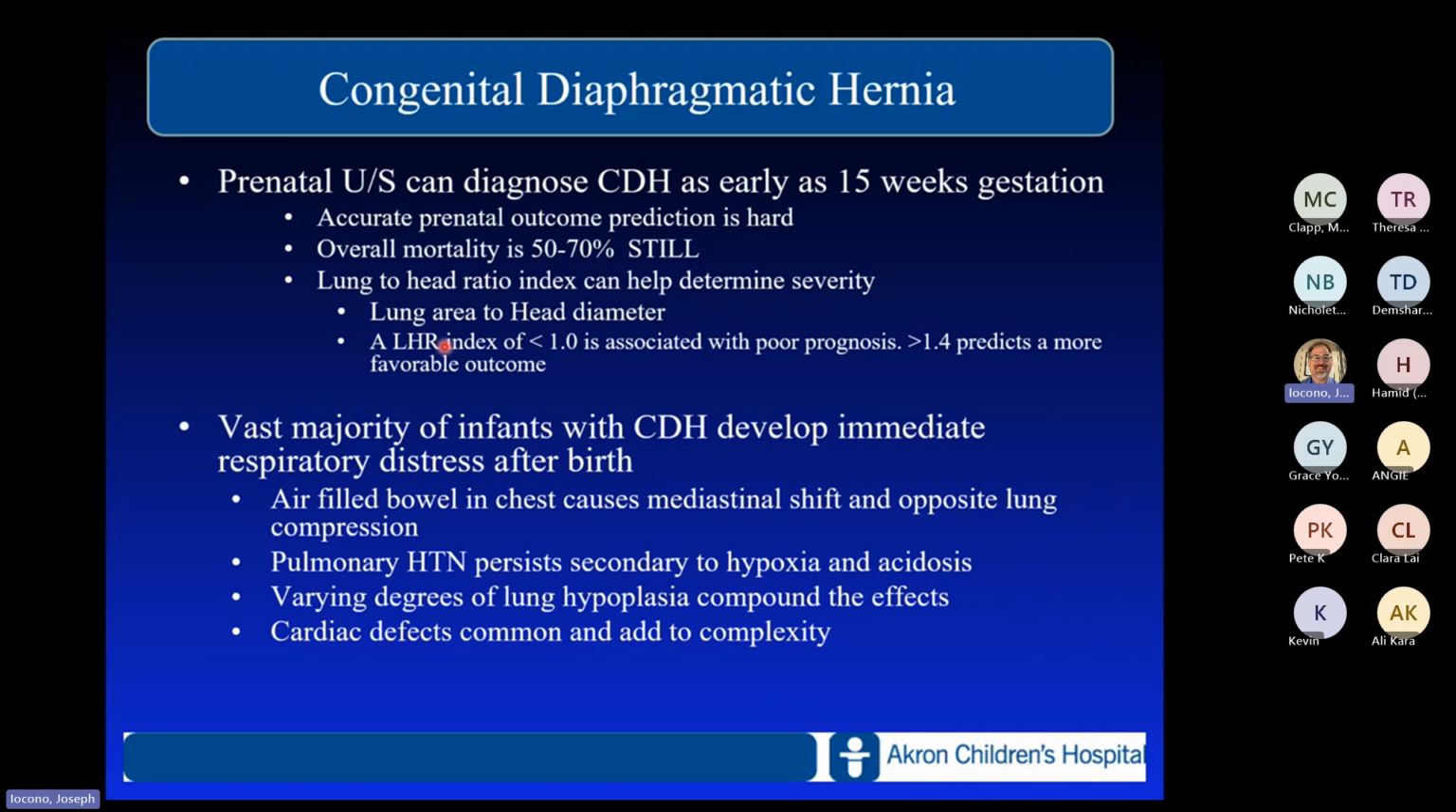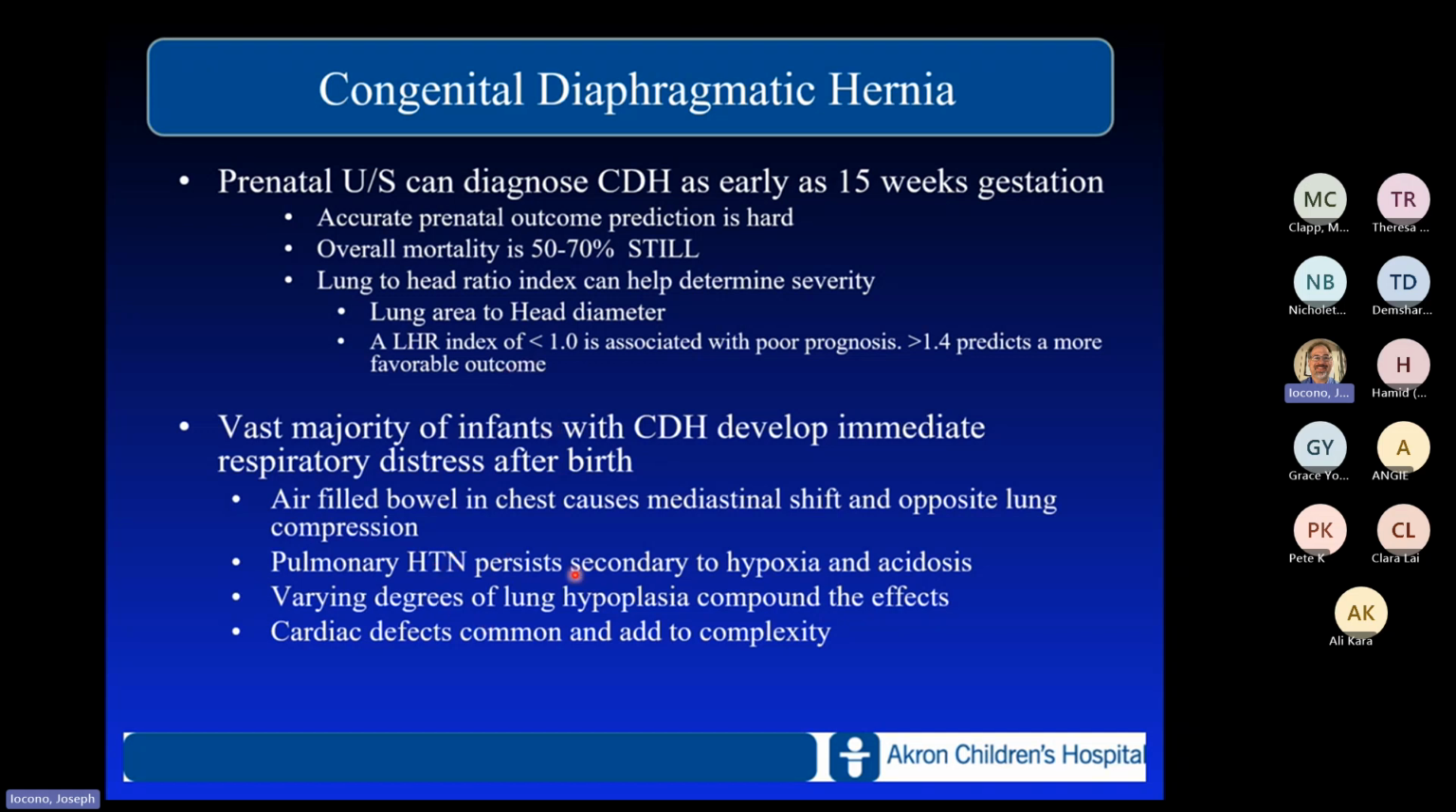Less than 1 is really poor prognosis. Greater than 1.4 is a more favorable outcome, meaning that the lung is developing bigger in relationship to the head, which is supposed to happen. Between 1 and 1.4 is usually an indication they're going to need ECMO. If they're less than 1, they're going to die even if you do ECMO. They do develop respiratory distress after birth because it's bilateral lung hypoplasia and pulmonary hypertension.